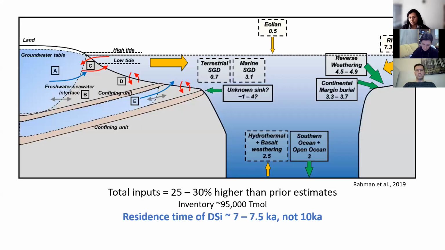So if we go back to this conceptual model, or the summary of this conceptual model, total inputs of dissolved silicon to the global ocean just from SGD puts the total inputs at 25 to 30% higher than prior estimates. What does this mean? This lowers the estimate of residence time of dissolved silicon from somewhere that's about 10,000 years to somewhere that's closer to about 7,000 years. This is not how this element has been modeled in global climate models.